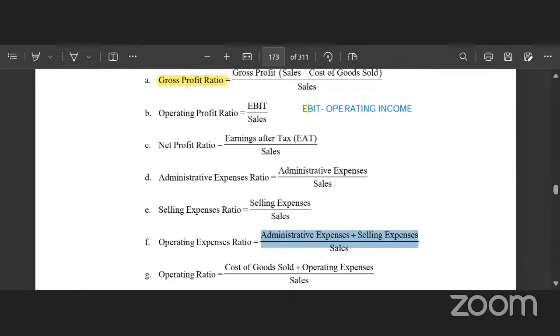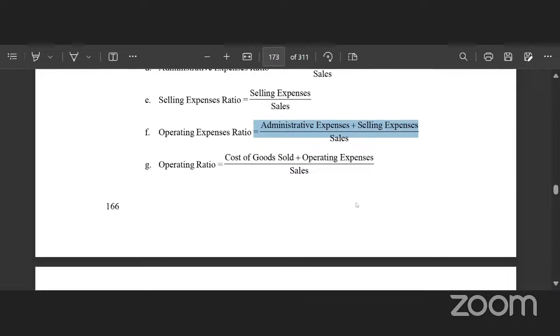The operating ratio is cost of goods sold plus the operating expenses. Administrative expenses and selling expenses are operating expenses. To these operating expenses, you are supposed to add cost of goods sold. The cost of goods sold plus administrative expenses and selling expenses gives you the operating ratio.